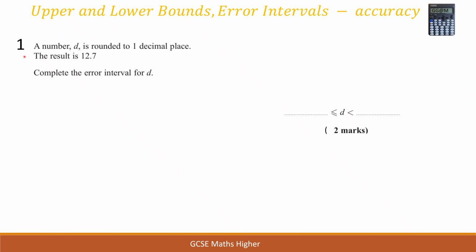So for example, on this one, number 1, your keywords: you've got to work out an error interval for D. So you're told that D is 12.7 to 1 decimal place. You've got to write down your answer in these 2 dotted bits here, and this will give you 2 marks in the exam. So I'd like you to press pause, have a go at working out the answer, and then press play when you've got an answer to check your answers.